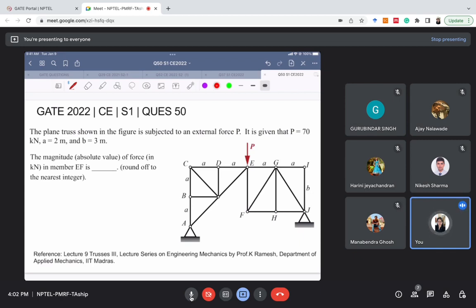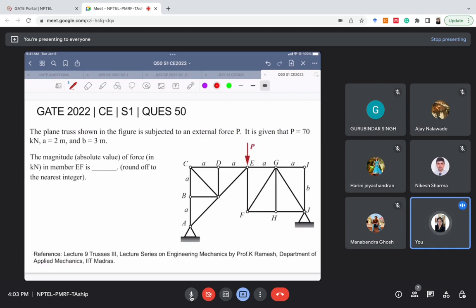So the problem is the plane truss shown in the figure is subjected to an external force P. It is given that P is 70 kilonewton, the length of some members is A, and some members is B. So the value of A is 2 meter and B is 3 meter. We need to find the magnitude of force, the absolute value of force in member EF.